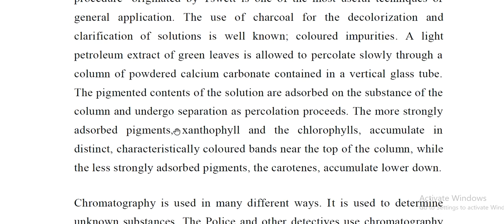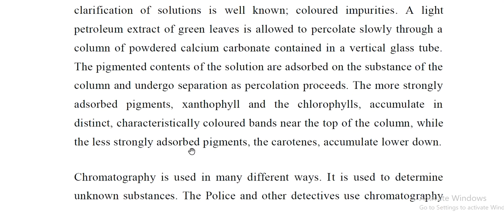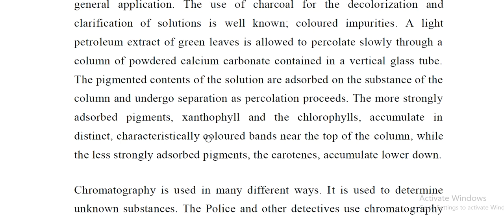proceeds. The more strongly absorbing pigment, اللي هو xanthophyll and the chlorophyll, accumulate in the distinct, characteristically colored band near the top of the column, while the less strongly absorbed pigment, the carotenes, accumulate lower down.